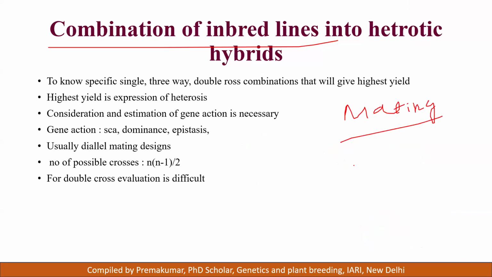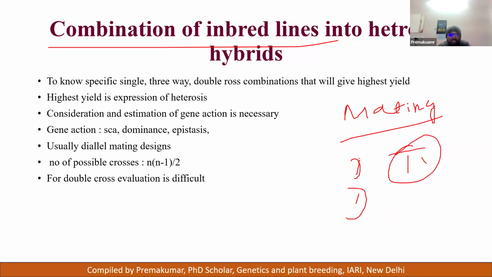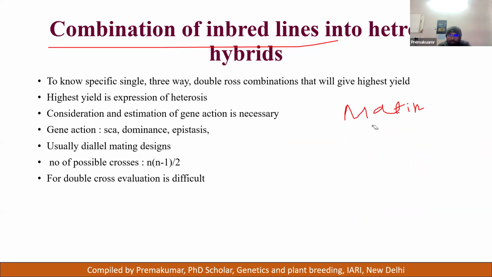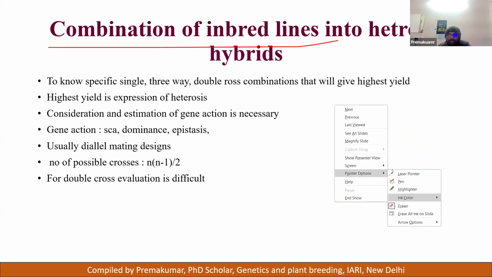Diallel, partial diallel, test cross, line into tester. There are so many biparental designs like NCD1, NCD2. Okay, there are many methods for that. Based on what you are going to get, if you are doing mating designs, what information are you going to get?